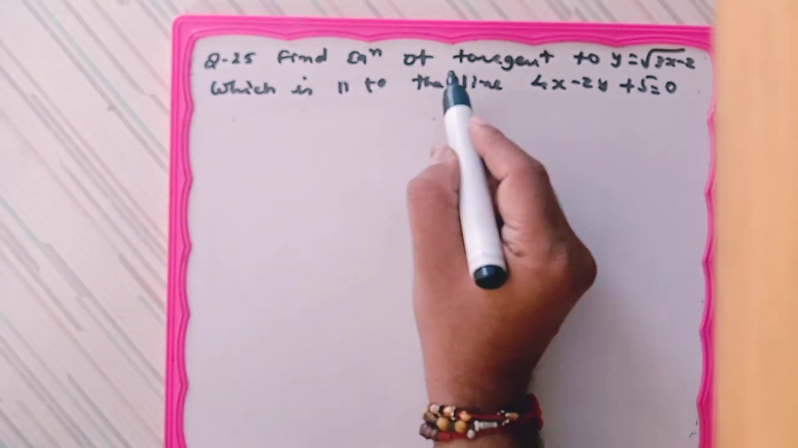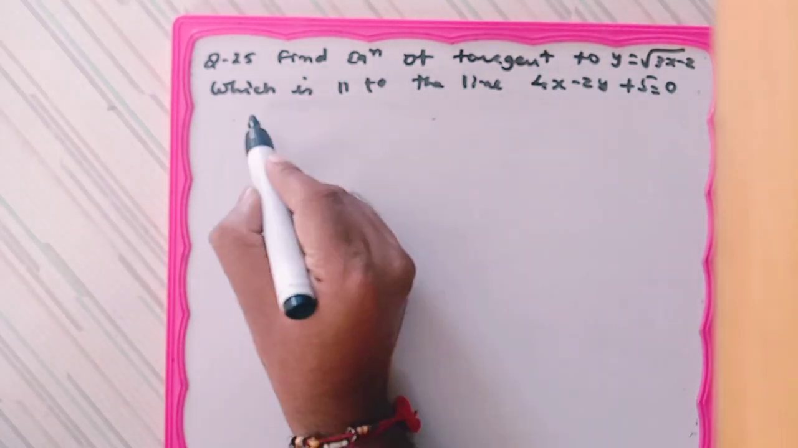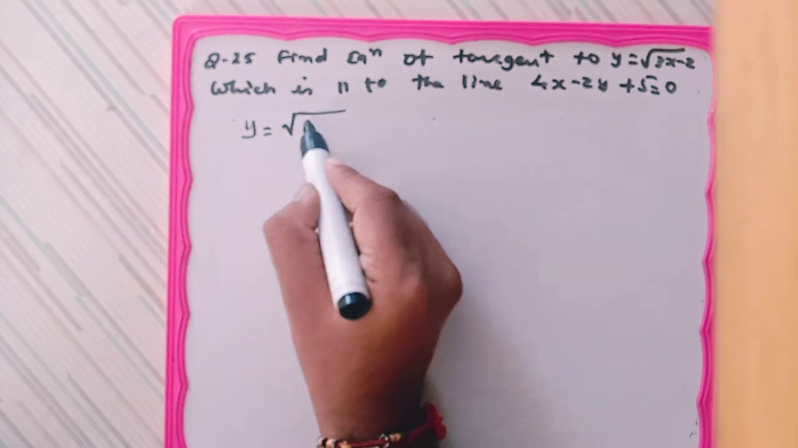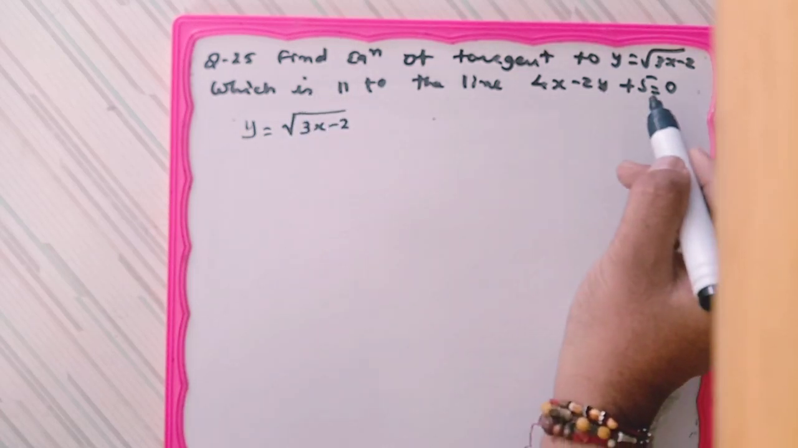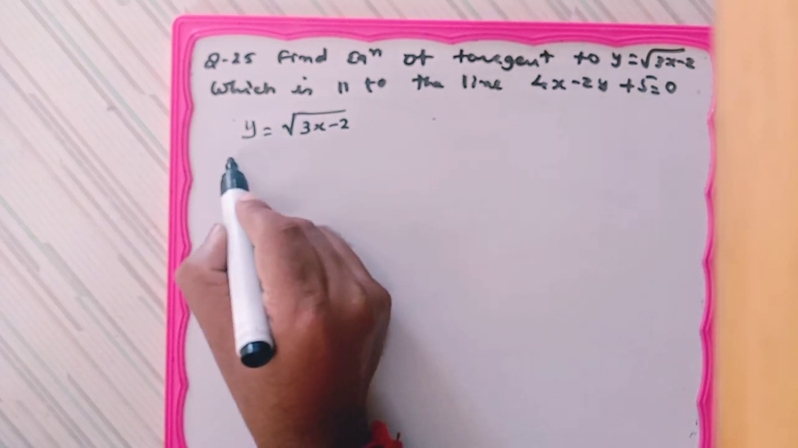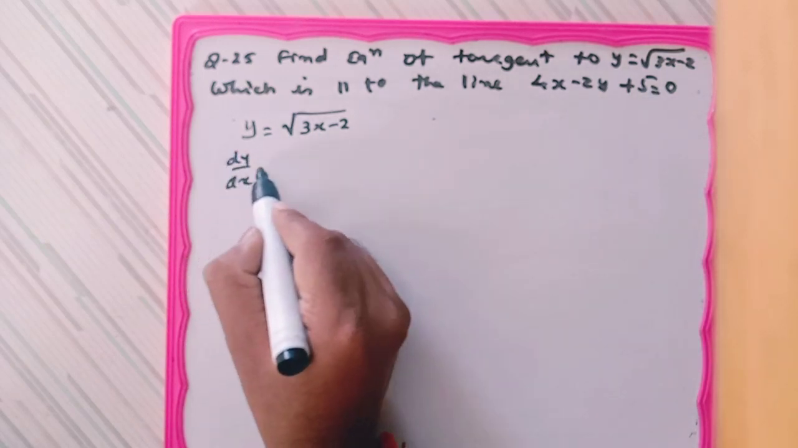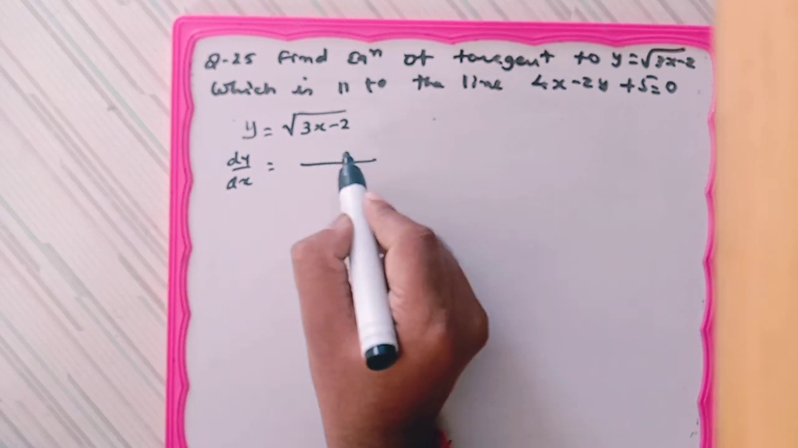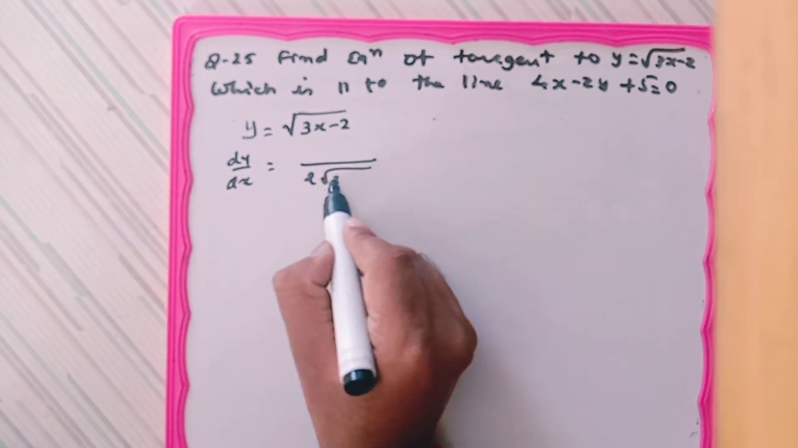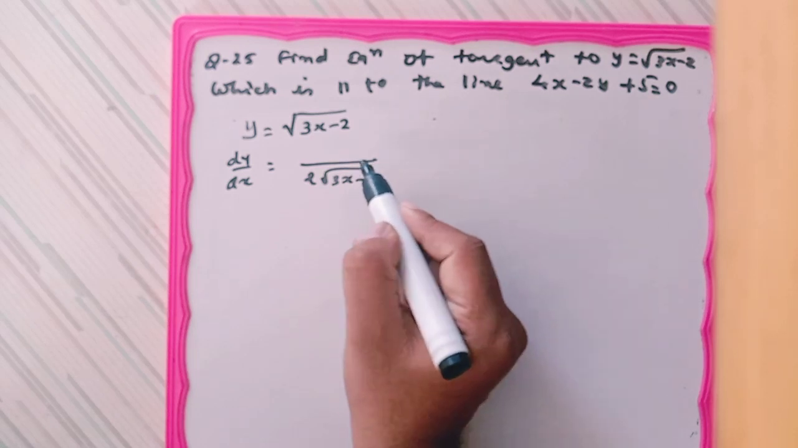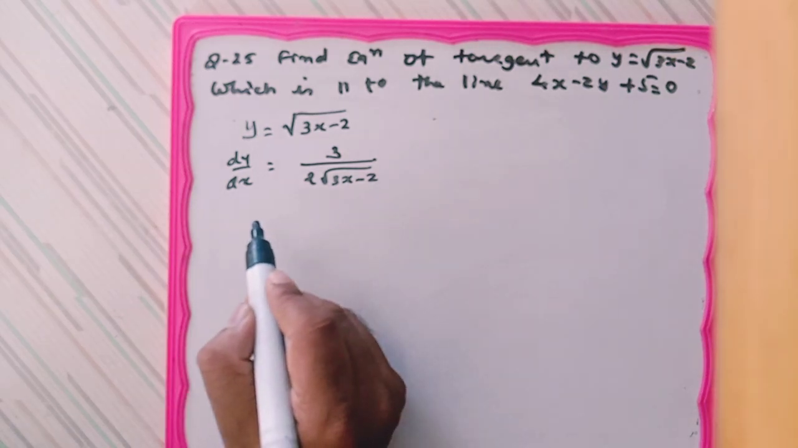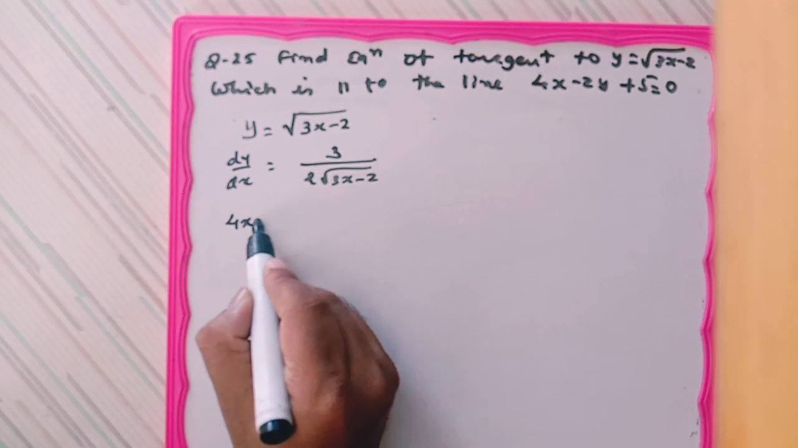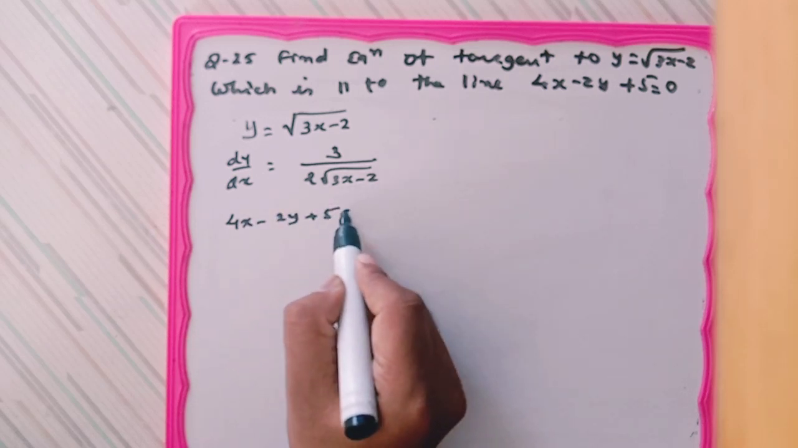Question 25: find the equation of the tangent to y = √(3x − 2) + 3x − 2 which is parallel to 4x − 2y + 5 = 0. So we find dy/dx with respect to x, and it will be 1 upon 2√(3x − 2), times the derivative 3, so dy/dx is 3 by 2√(3x − 2).